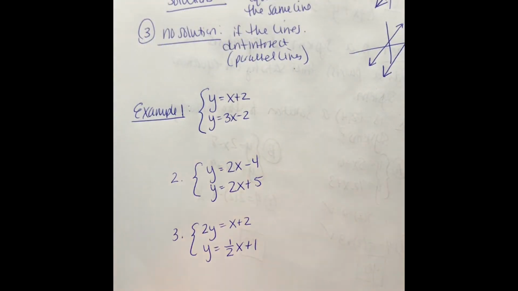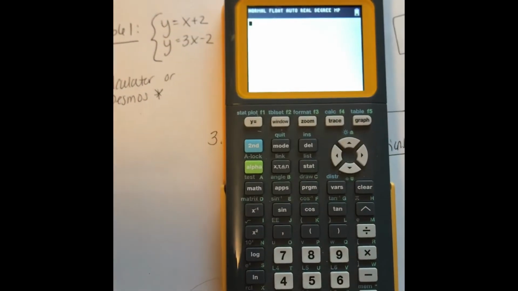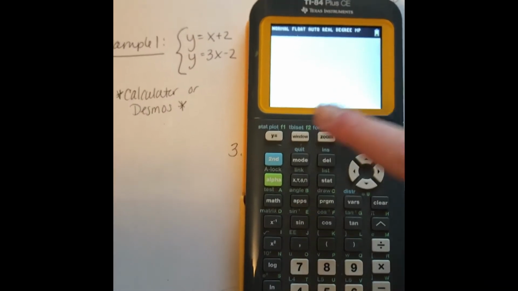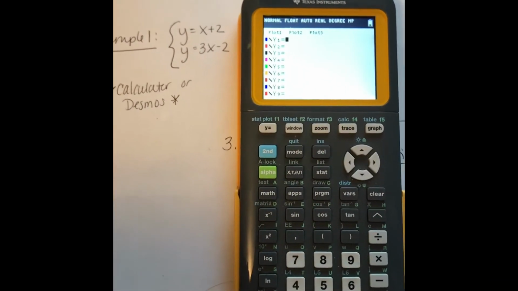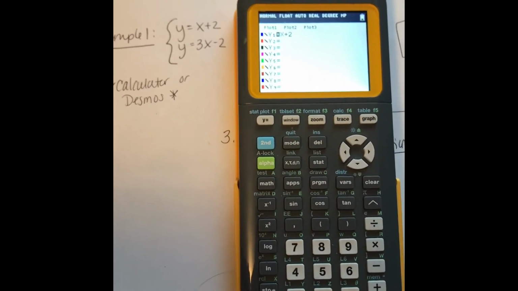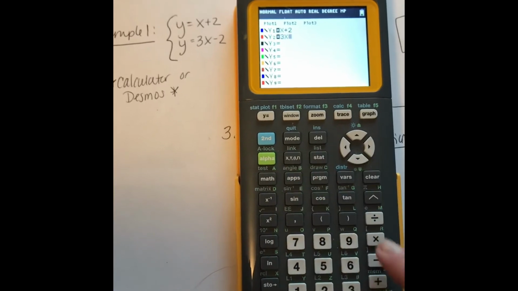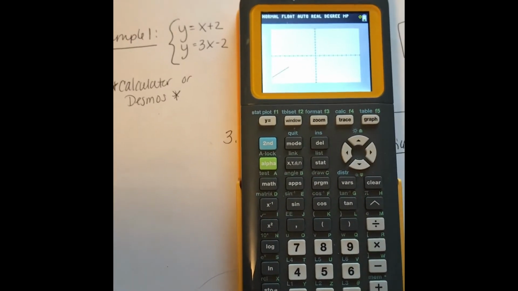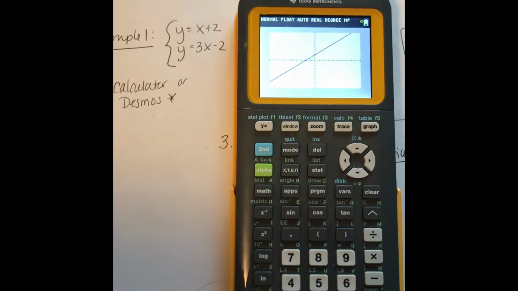These are three examples that we're going to do. Our first one is the system y equals x plus 2 and y equals 3x minus 2, and we have to solve the system. I'm going to show you this both ways, one with Desmos and one with the graphing calculator. The first way is by using our graphing calculator. I'm first going to go to the y equals button, and type the first equation, x plus 2, and in the second one I'm going to type 3x minus 2. Then I'm going to press graph, and let's see what happens.